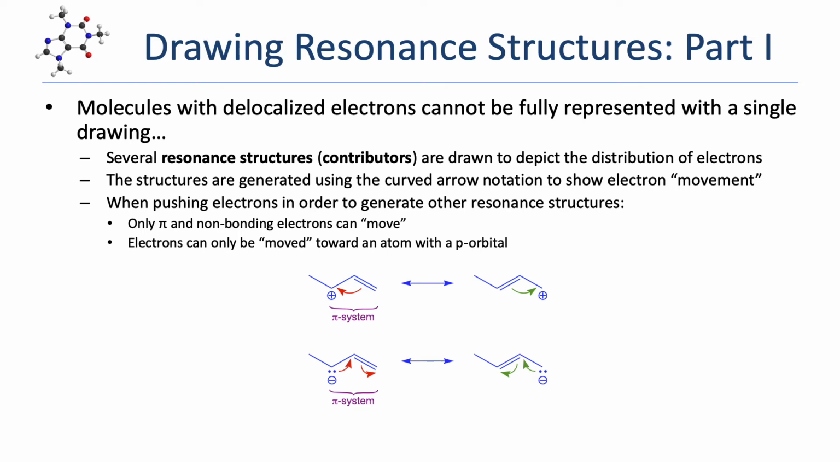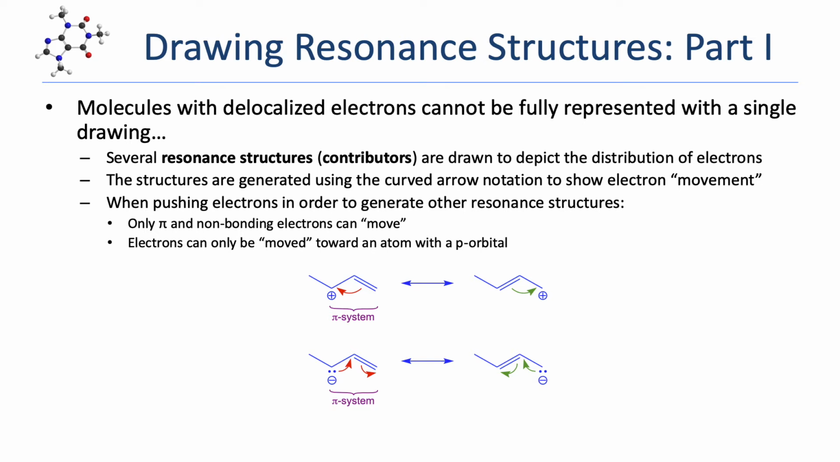And that means as drawn, it doesn't have a p orbital. And when generating resonance structures, we can't push electrons towards an atom unless it has a p orbital. But the lone pair electrons themselves can be pushed towards the right, because the carbon to the right of the negative charge actually has a p orbital, right? As drawn, it's sp2 hybridized. So we can push the lone pair towards that atom.